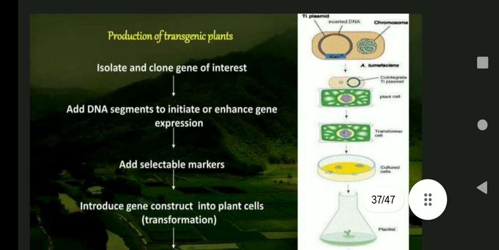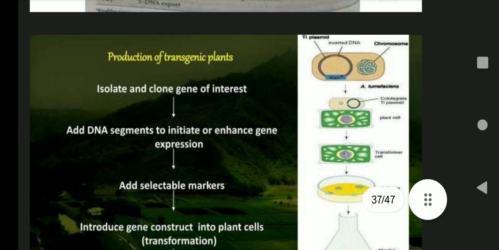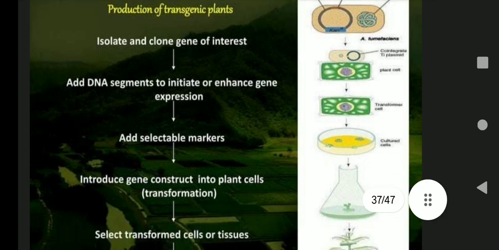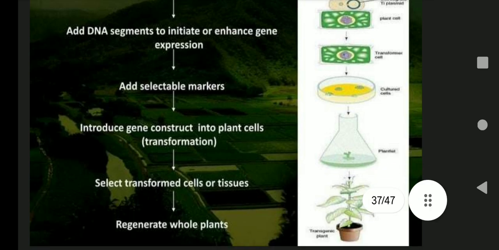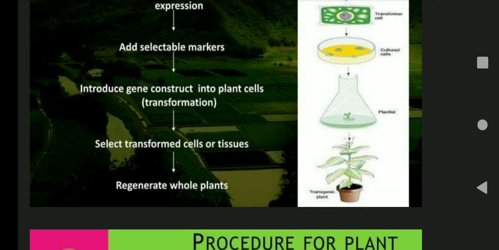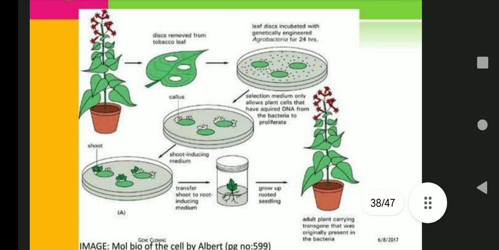Here what we do is we isolate the gene of interest for the production of the transgenic plant. The DNA segments are added to the Ti plasmids and further added with selectable markers. Once the gene construct is introduced into the plant cell, we call it transformation. The selected transformed cells are allowed to grow in a petri plate or culture flask as plantlets, and further it is regenerated into the whole plant.